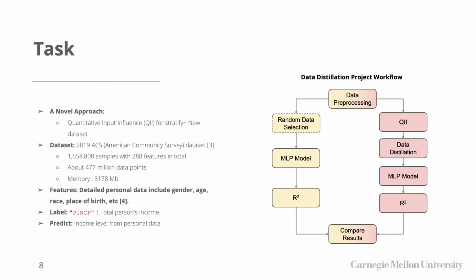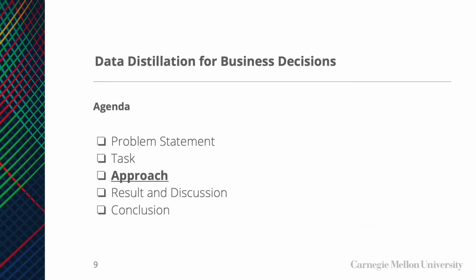The ACS dataset comprises detailed U.S. population and housing information for the year 2019. It provides information regarding occupation, educational attainment, home ownership, and other personal information. The dataset consists of around 3.2 million data points and 288 features in total. In this project, we chose the feature PINCP, which stands for the total person's income, as our label, and use the rest of the features as predictors.